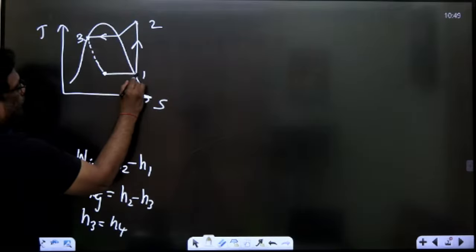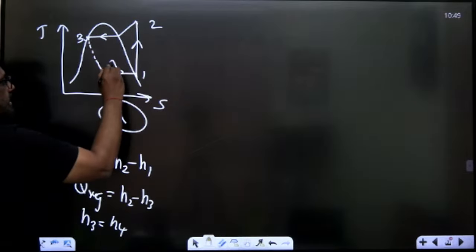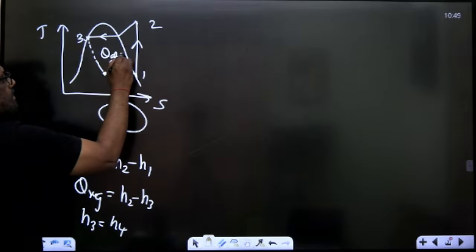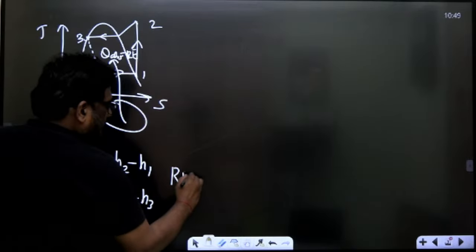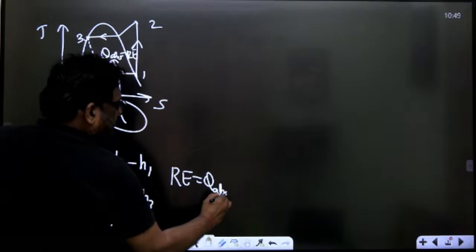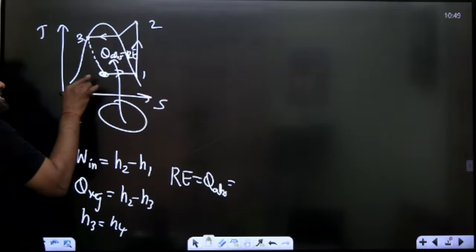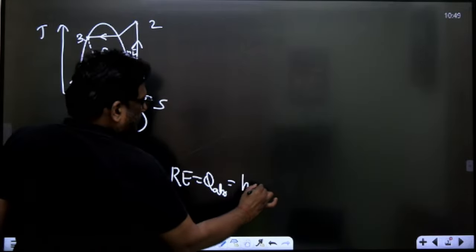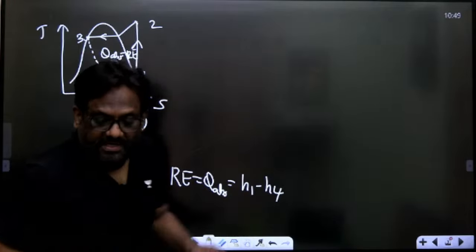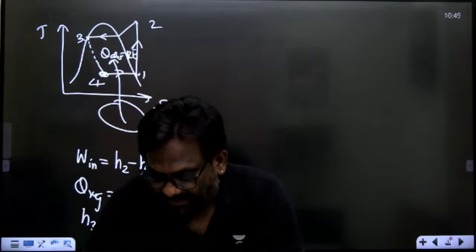And finally, 4 to 1. From the storage, heat is absorbed, and this is my refrigeration effect. So refrigeration effect, which is heat absorption, is absorption starting at 4 and ending at 1. Therefore it is H1 minus H4. And please don't write Cp dT, Cp dT. Don't write all that.